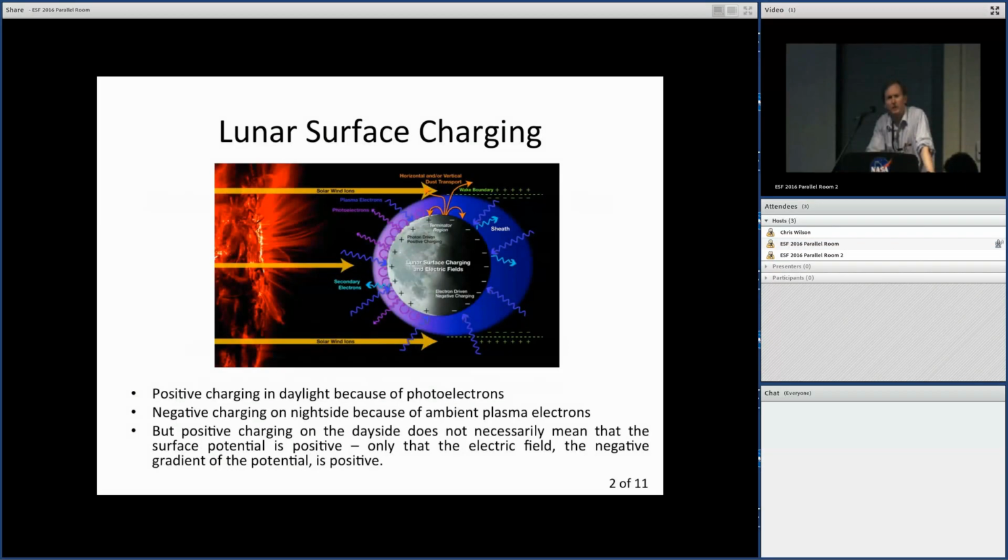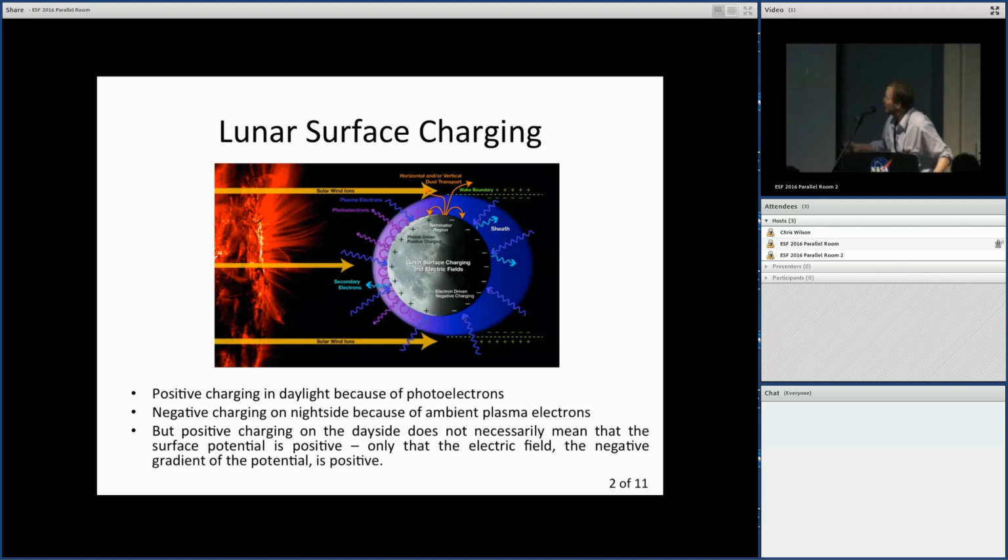Even prior to the Apollo era, investigators realized that, like spacecraft, the surface of the moon would become charged as a result of the moon's interaction with the space environment. And like spacecraft, the lunar surface charges positive on the day side because photoelectrons dominate, and negative on the night side because of the ambient plasma electrons.